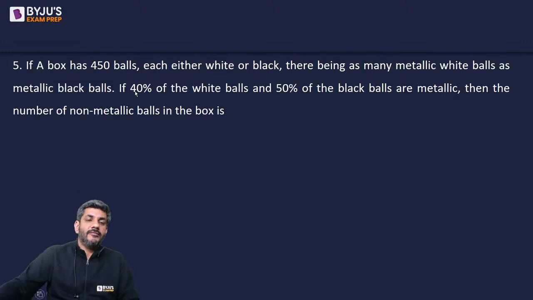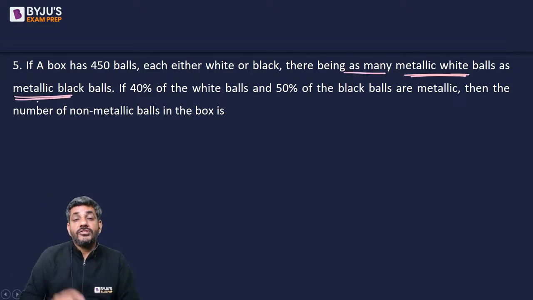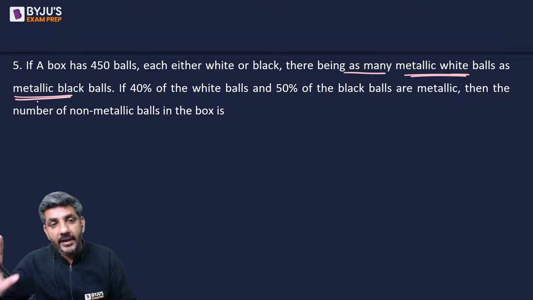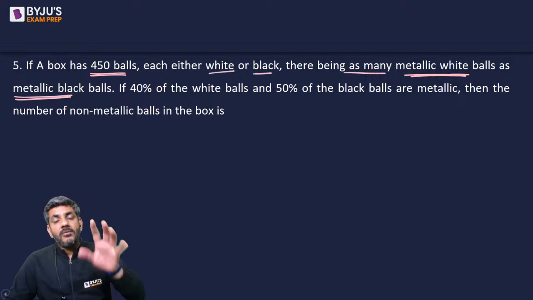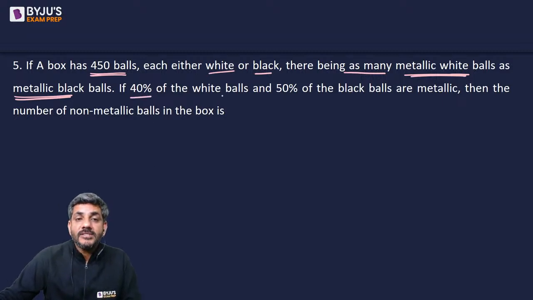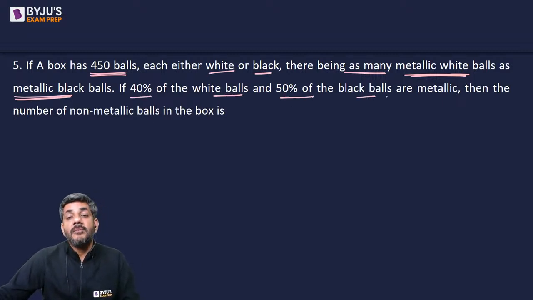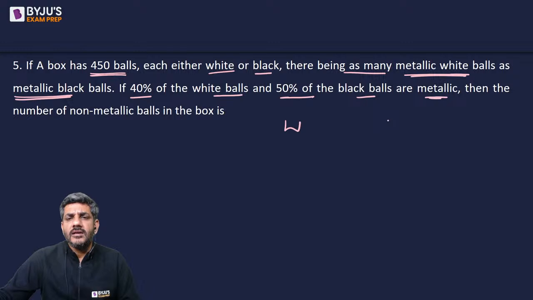Question number 5. It says a box has 450 balls, each either white or black, there being as many metallic white balls as metallic black balls. जितनी metallic white है उतनी ही metallic black है. So total 450 balls are there. Some are white, some are black, but number of metallic white balls is equal to the number of metallic black balls. 40% of the white balls and 50% of the black balls are metallic and they are equal according to the previous statement. तो मैं यही बात कर लेता हूं.